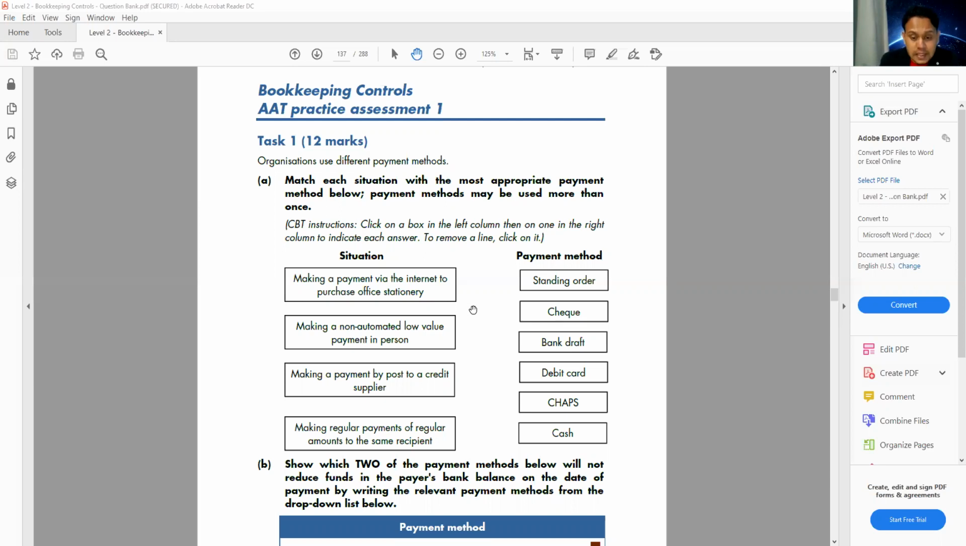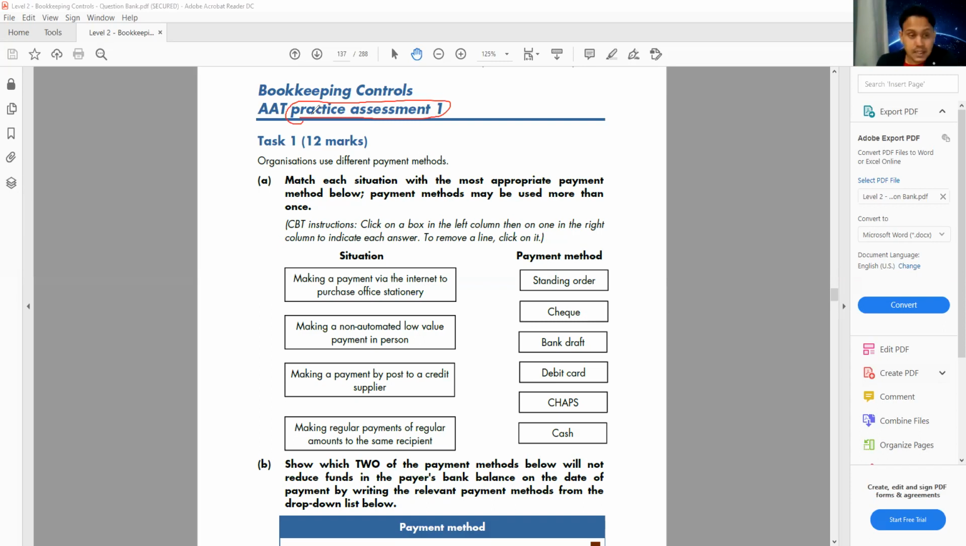So today we have picked up a question that is AAT Practice Assessment 1. And obviously, this is one of the sample questions given by the AAT. So that means if you practice this question, I would say we will have a very clear picture of what type of question we'll expect in the exam. So let's have a look.